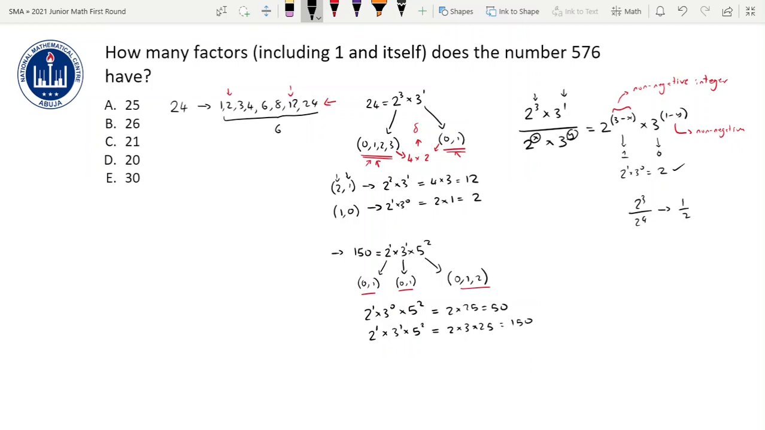If you pick 0 in all 3 brackets, then the number you have will be 2 raised to the power 0 times 3 raised to the power 0 times 5 raised to the power 0, which will be 1 times 1 times 1, which is just 1. And 1 too is a factor of 150. So that's how this works.